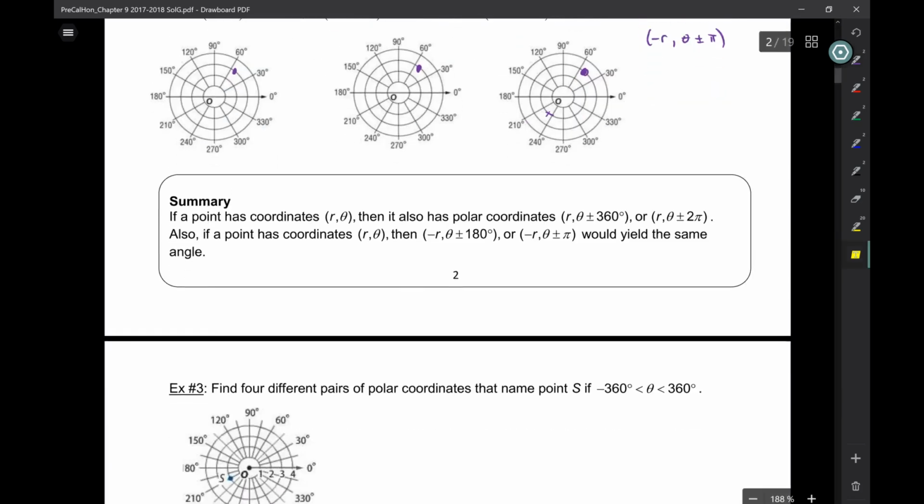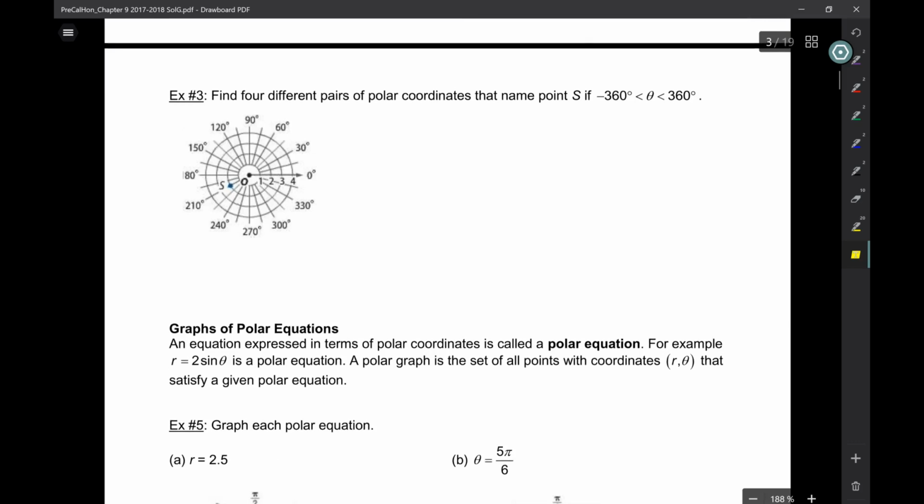Here is a summary. Same exact thing as we just said, but I don't like just giving it to you. I like you to come up with stuff yourselves, right? So R and theta will be the same if you have theta plus or minus 360, or you add 180 but switch R to -R. Fabulous. Which brings us here.